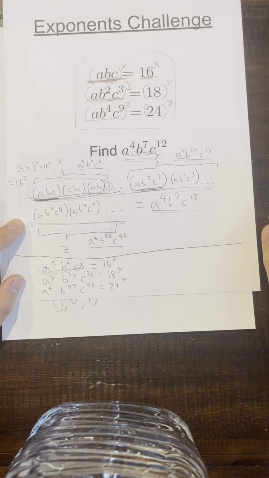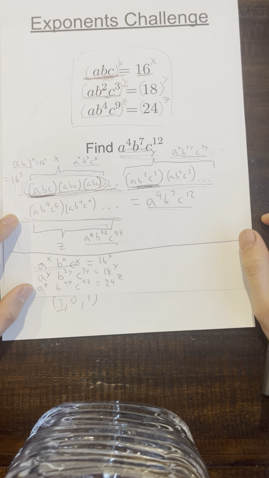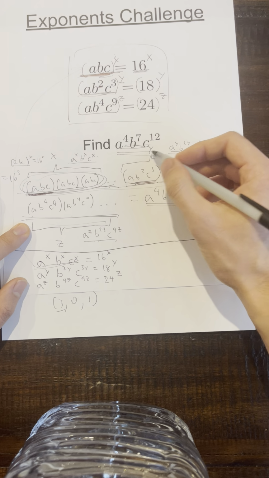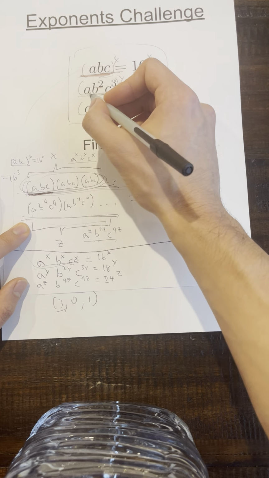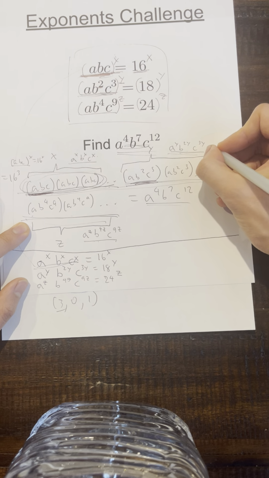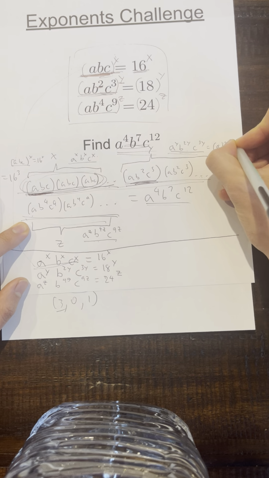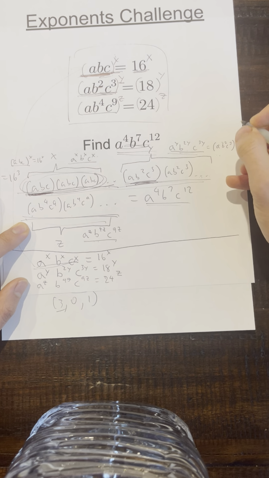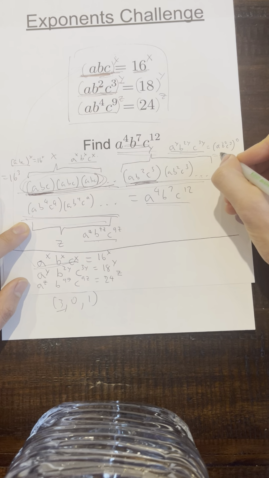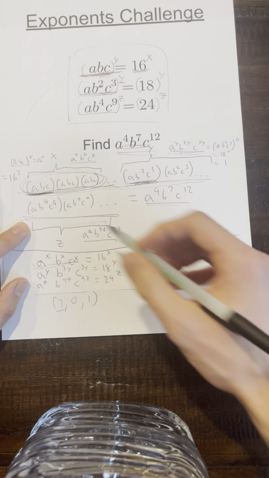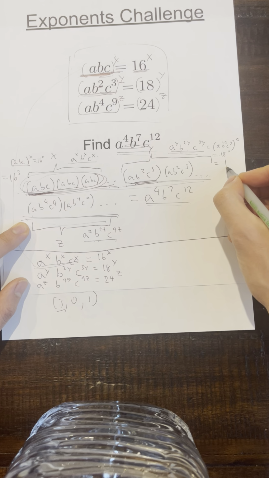Okay, how about here? So y was how much? Y was 0. So that means this gets raised to the power of 0. I'm going to rewrite this as a b squared c cubed to the power of 0, which is just 18 to the power of 0. Anything to the power of 0 is just 1. So far we have 16 cubed times 1.